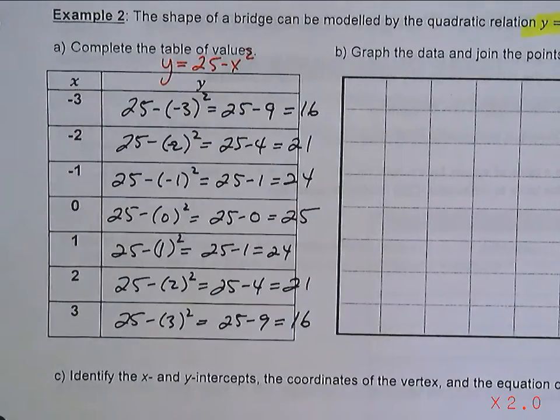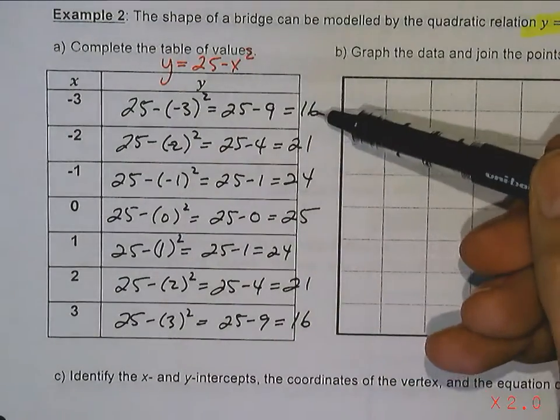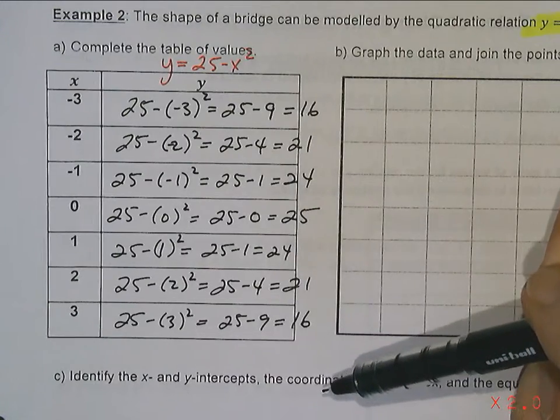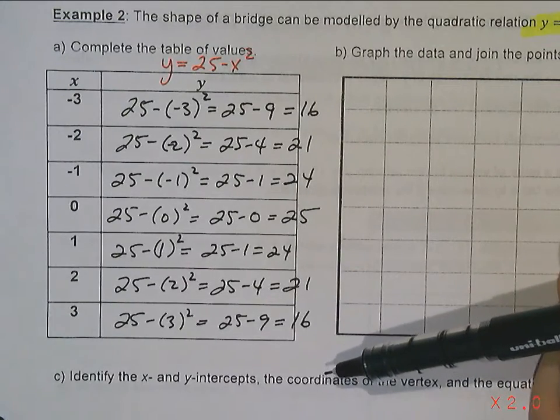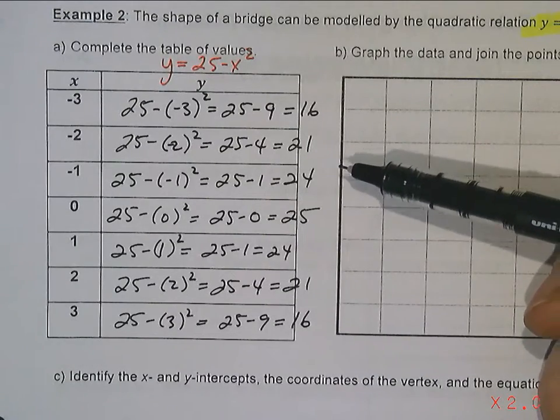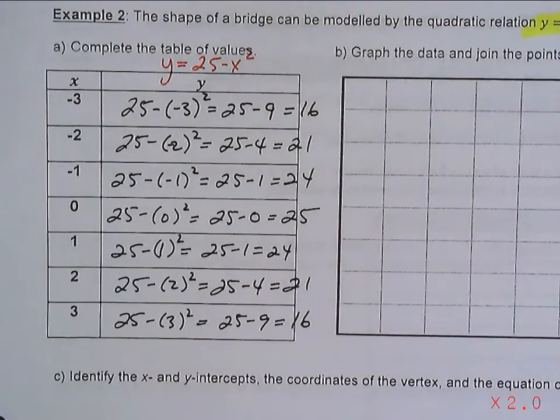Now, did you see what I saw? I went from 16 slowly up to 25, and then I slowly came back down to 16. This is not linear, is it? I'm going up to a maximum, and I'm coming back down. So now I want to graph my data.